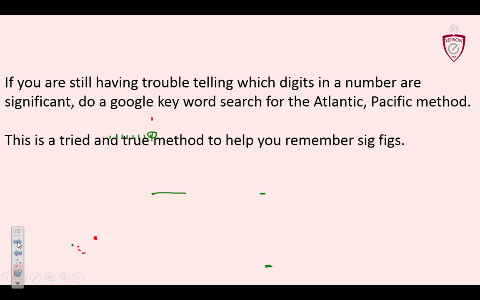So if we're still having trouble with sig figs and you want to explore a little bit more about what a sig fig is and some of the rules when I start adding and subtracting them, I suggest you do a keyword search for the Atlantic Pacific method. It's a tried and true method to let me know which numbers I keep and which ones I don't.